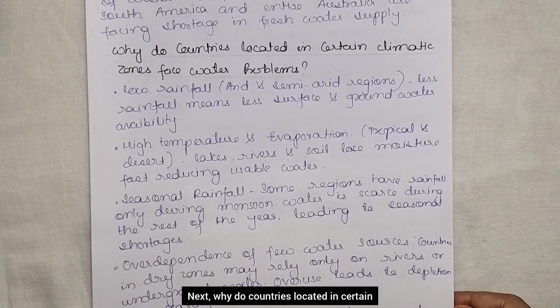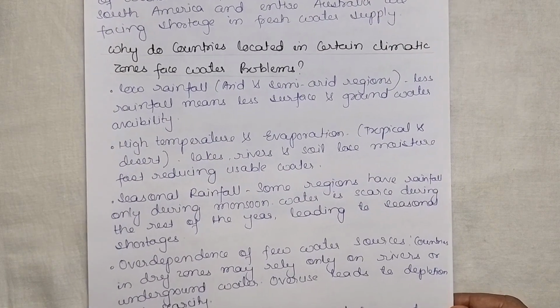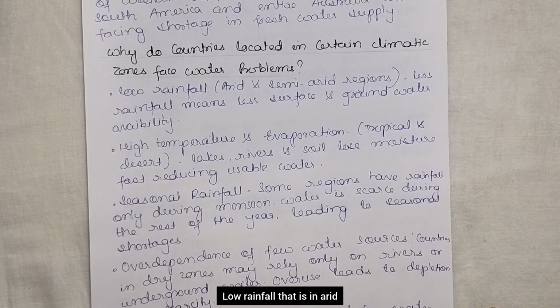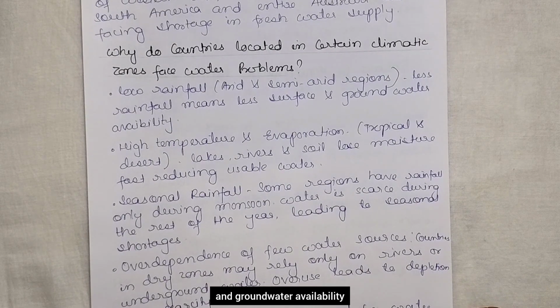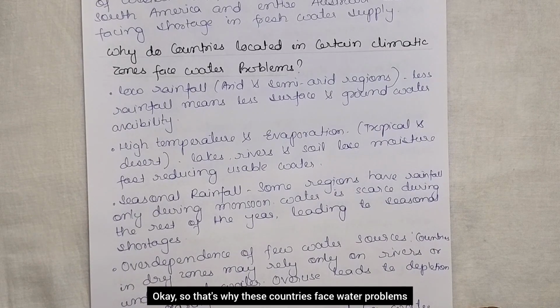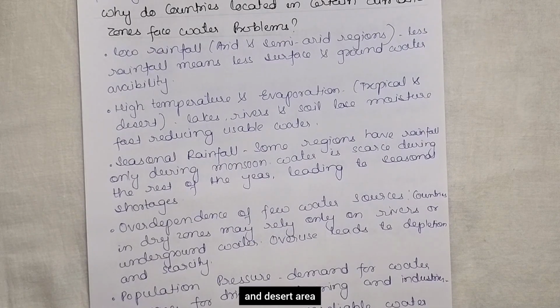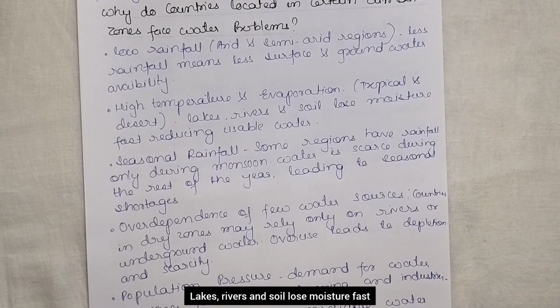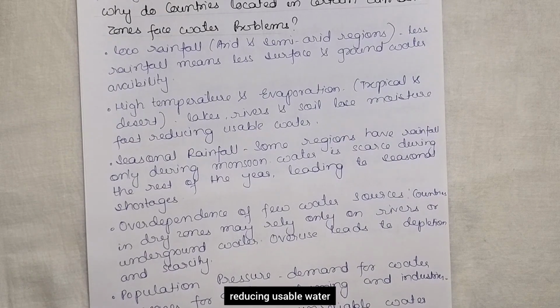Next, why do countries located in certain climatic zones face water problems? Low rainfall, that is in arid and semi-arid regions. Less rainfall means less surface and groundwater availability. Okay, so that's why these countries face water problems. High temperature and evaporation, that is in the tropical and desert areas. Lakes, rivers and soil lose moisture fast, reducing usable water.